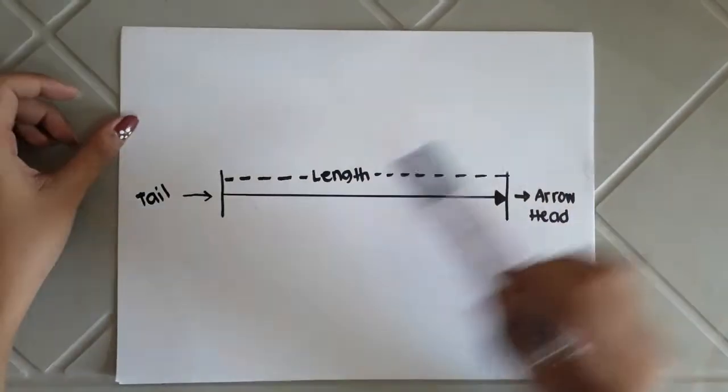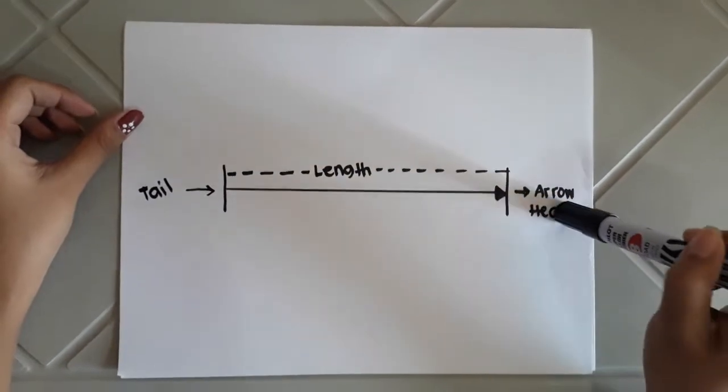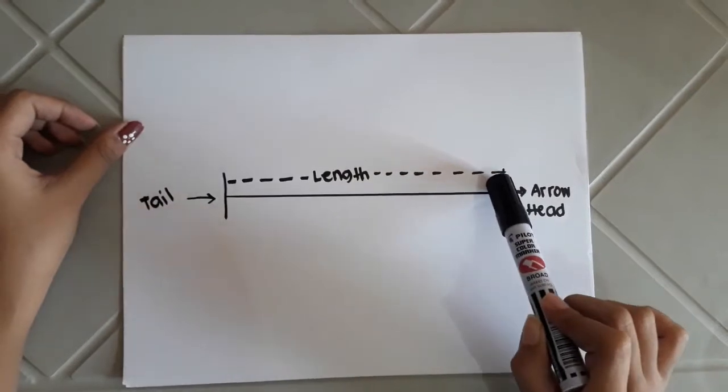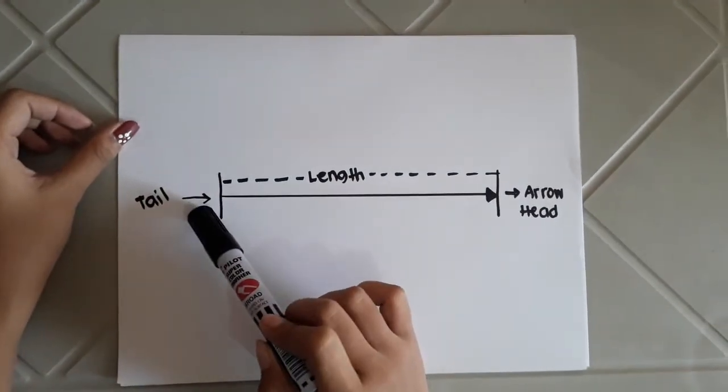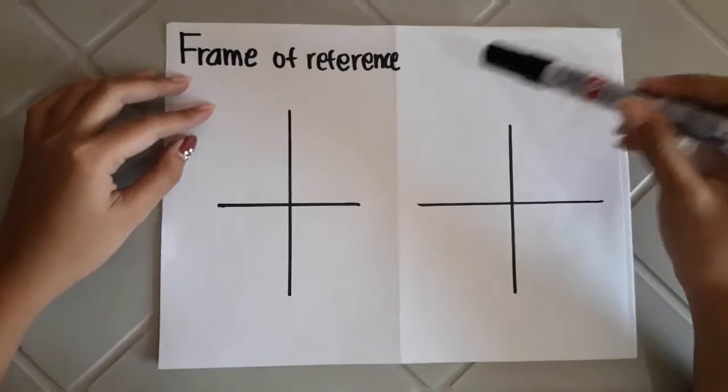Vectors are represented by arrow. The arrowhead indicates the direction of the vector, while the length of the arrow represents the magnitude of the vector and the tail represents the origin of the vector. The magnitude can be represented using a scaled line.